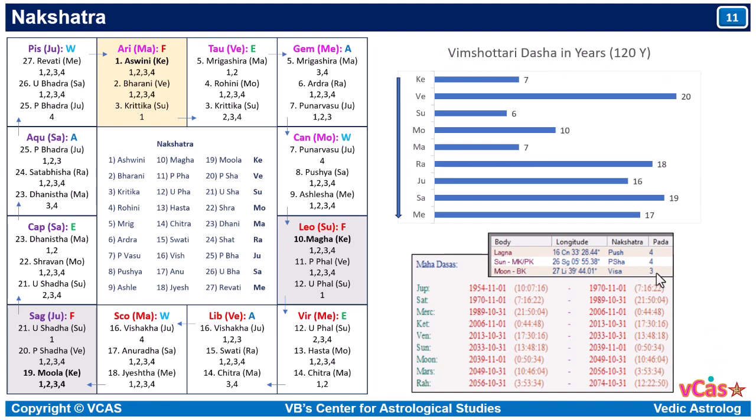I have picked up a sample chart where the moon nakshatra is Vishakha, whose ruler is Jupiter. So this person was born in Jupiter Mahadasha, and the end date of the Mahadasha is as shown here. Then the Mahadasha of Shani started, which lasted for 19 years, and the start and end dates are given here. Currently, this person is running the Venus Mahadasha.